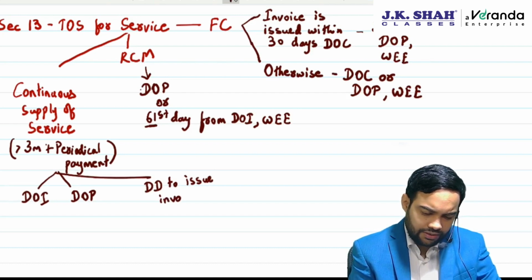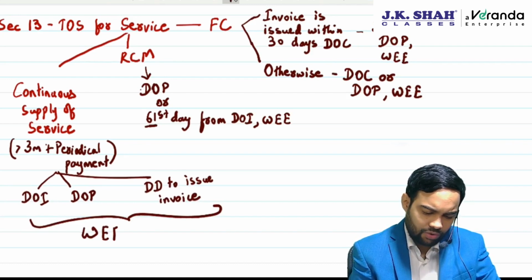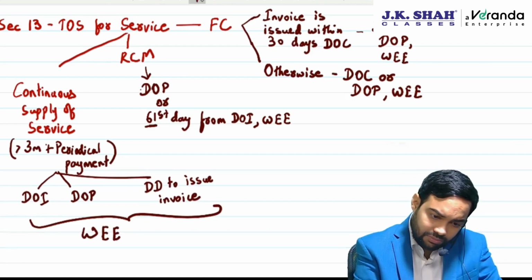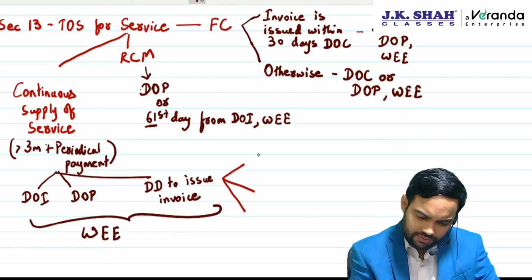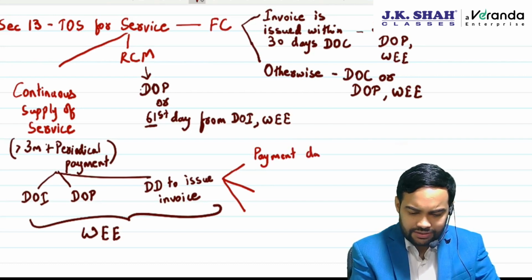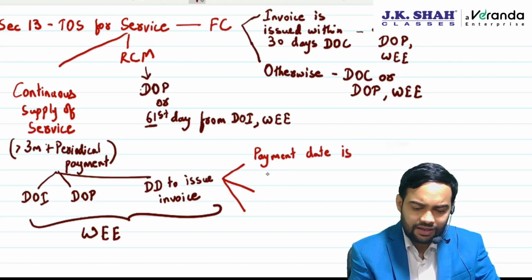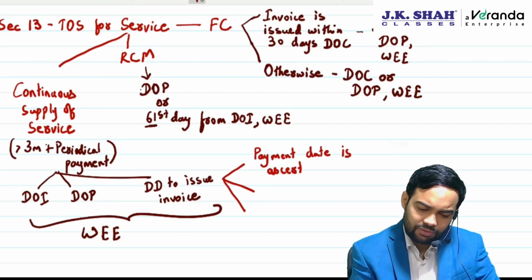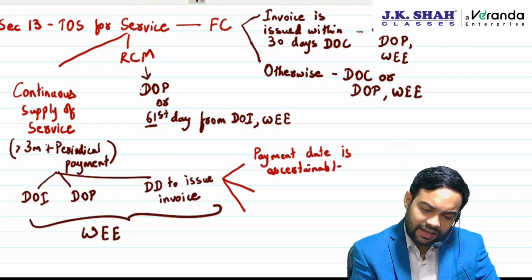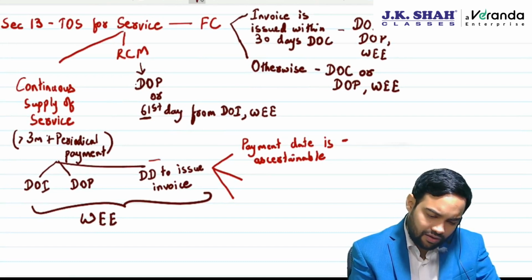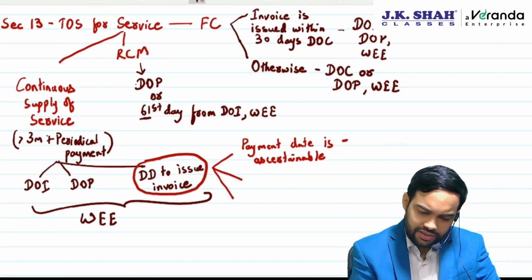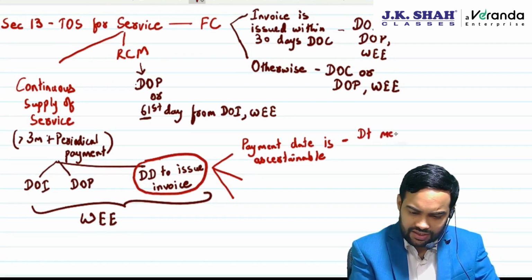Now, the earlier of these 3 will be used as time of supply. Now, what's the meaning of due date to issue invoice? Due date to issue invoice can be of 3 types. When the payment date is ascertainable from the contract. Say suppose the contract clearly mentions when the payment has to be made. If the payment date is ascertainable from the contract, then the time of supply will be based on the due date, which is date mentioned in the contract.